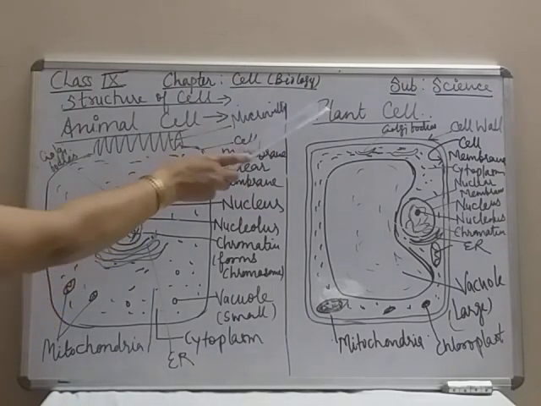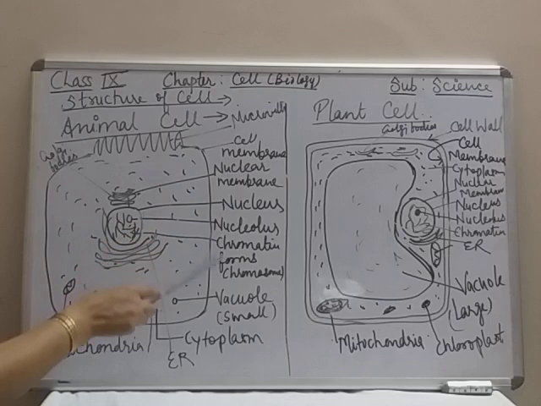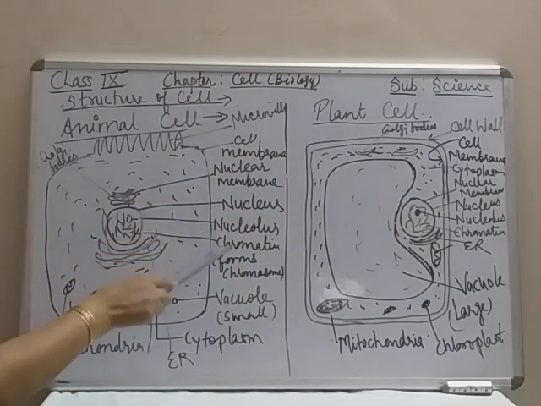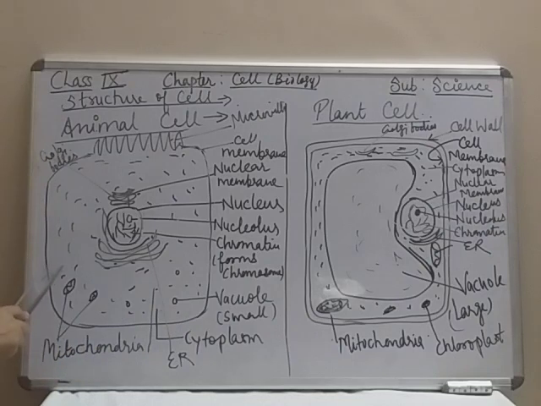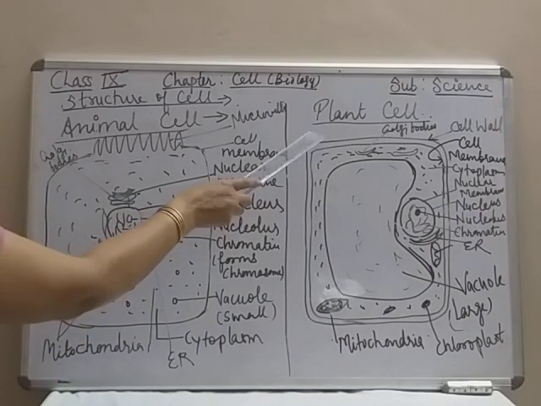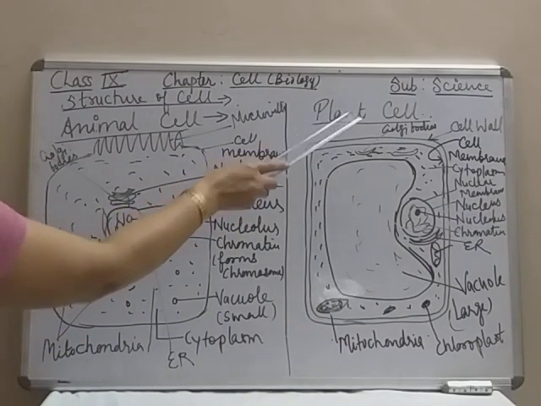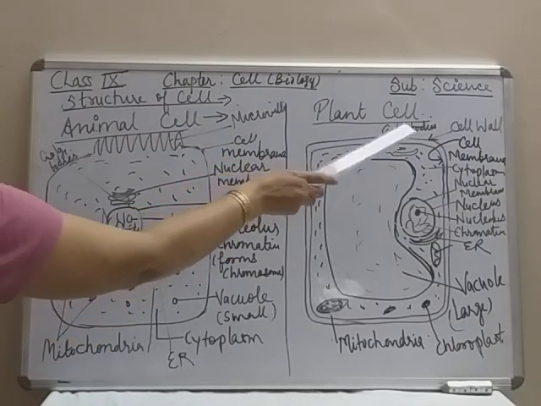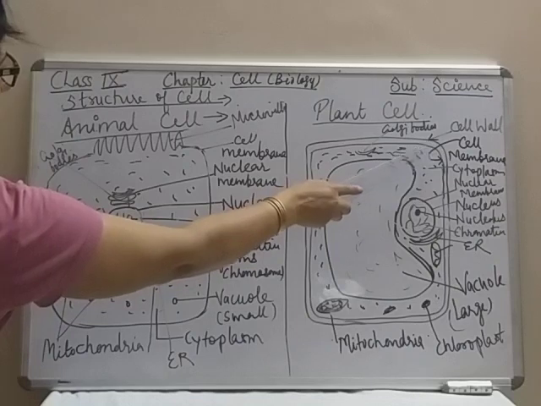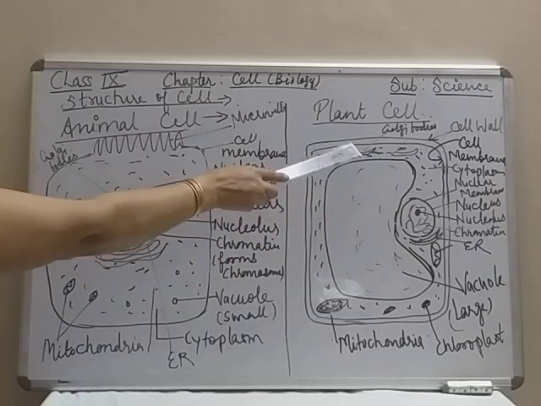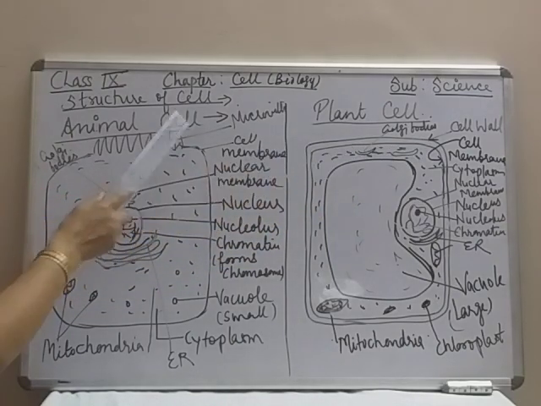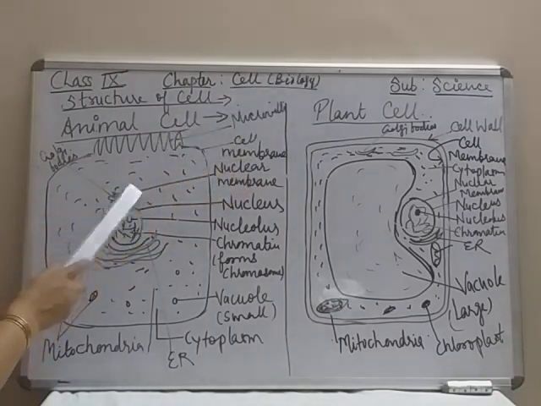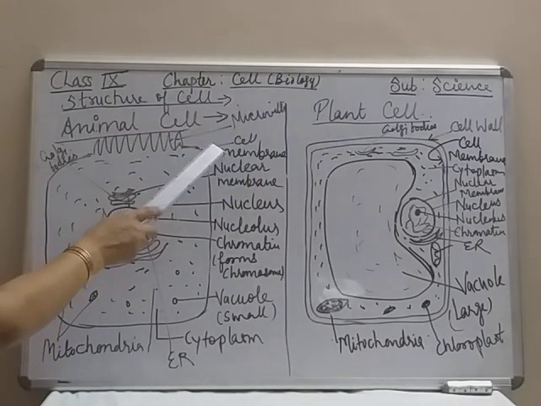Animal cell and plant cell have a cell membrane. Cell membrane is the outermost covering. Outermost covering of the animal cell is the cell membrane, and outermost covering of plant cell is cell wall, and there is one more covering inside that is known as cell membrane or plasma membrane. So what is the similarity? Both animal cell and plant cell have a cell membrane or plasma membrane around them.